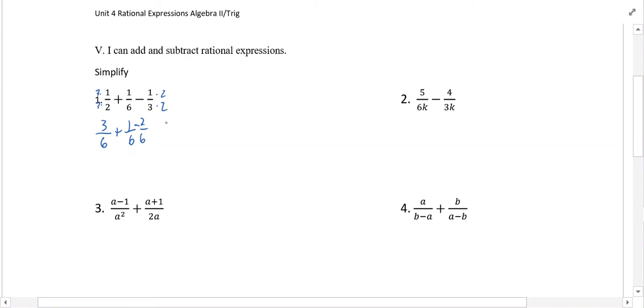So then we can just do the computation straight across. So 3 plus 1 is 4, minus 2 would give us 2/6. But then remember, you always want to make sure it's fully simplified. So I can simplify this into 1/3.